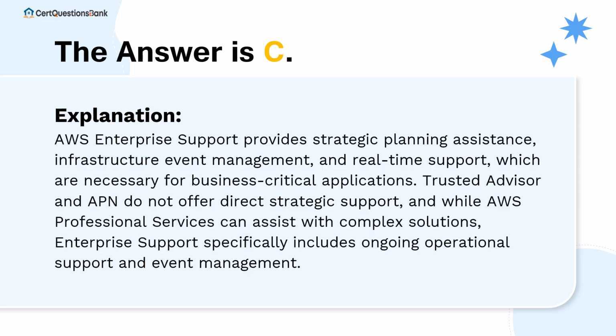AWS Enterprise Support provides strategic planning assistance, infrastructure event management, and real-time support, which are necessary for business-critical applications. Trusted Advisor and APN do not offer direct strategic support, and while AWS Professional Services can assist with complex solutions, Enterprise Support specifically includes ongoing operational support and event management.